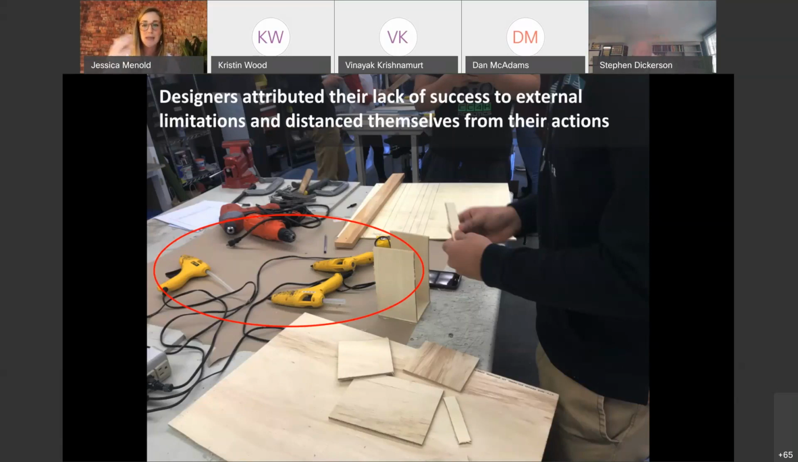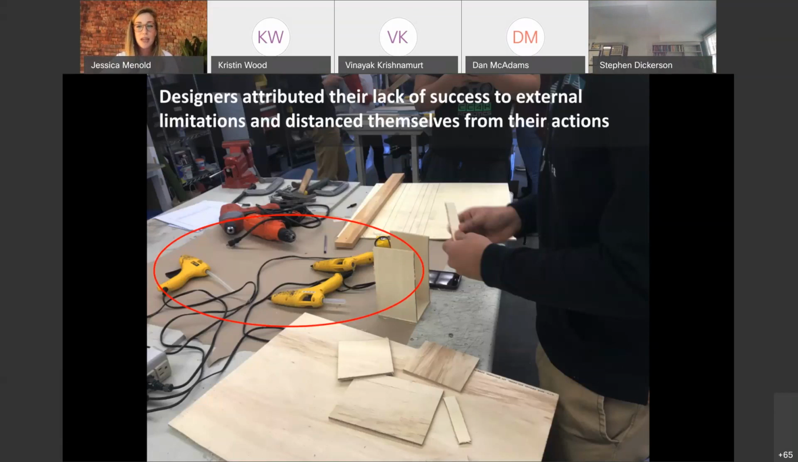We also had some designers who had a tendency to distance themselves from their own decisions just by using a passive voice. So they would make claims like, well, the measurements were made incorrectly or the lines were not drawn correctly, and so I had to pivot, right? When in reality, they themselves were drawing the lines, they themselves were making the measurements.